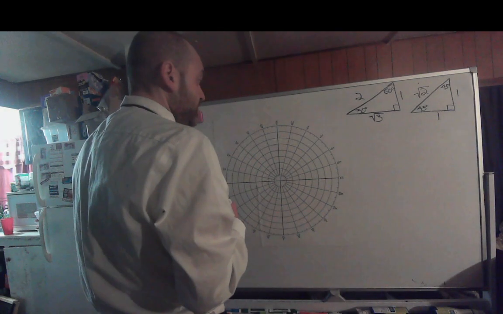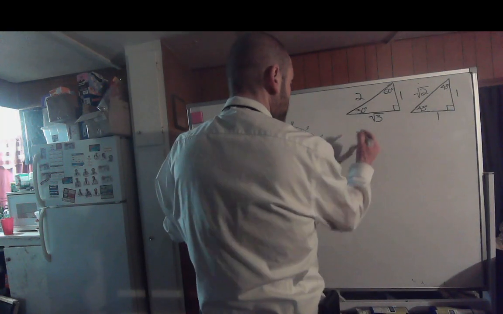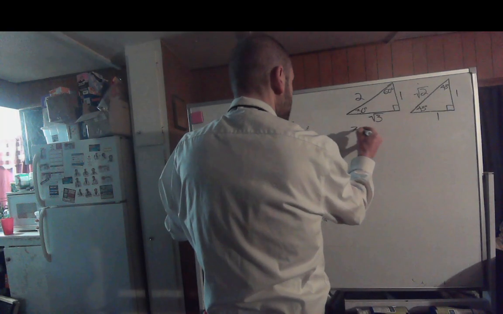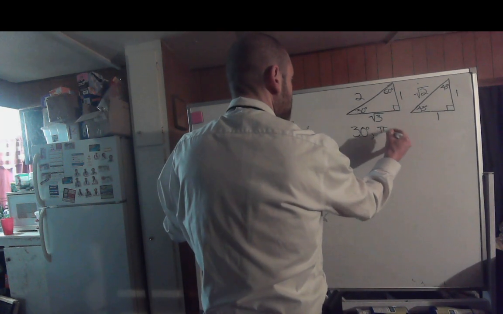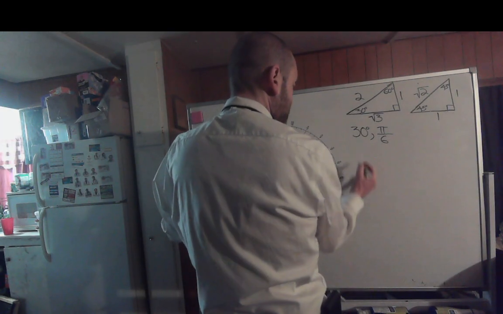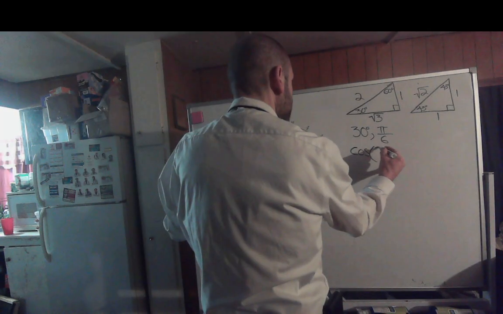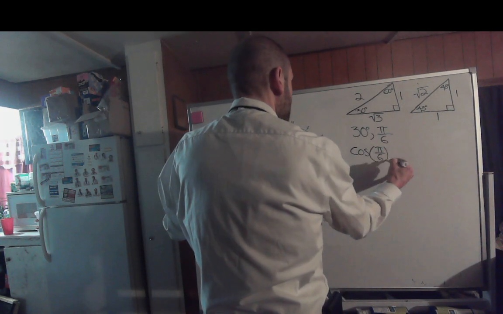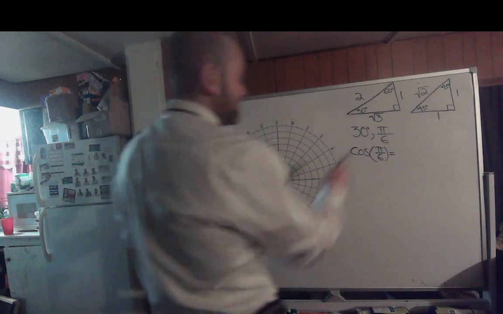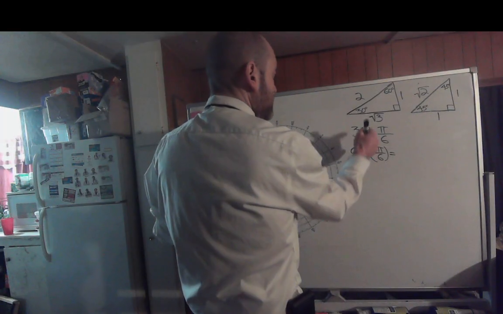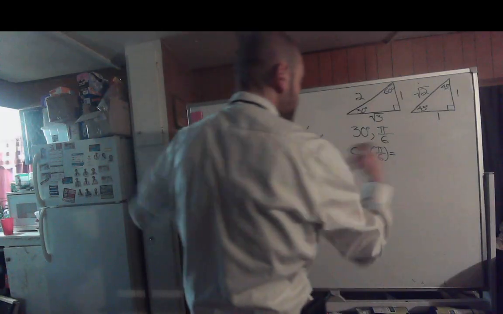So we're going to look at pi over 6, which is 30. We're going to take 30 degrees, which is the same as pi over 6. So let's start with the cosine of pi over 6. To find your cosine, of course, that's 30 degrees, right? So that would be your adjacent over hypotenuse, so that'd be the square root of 3 over 2.